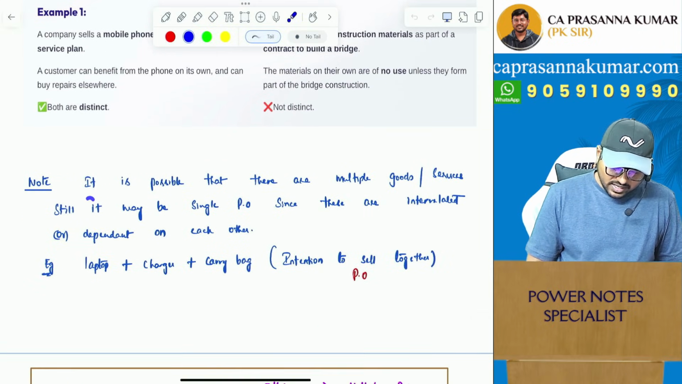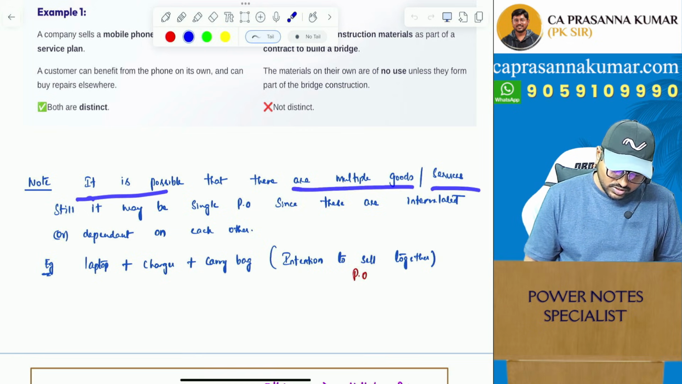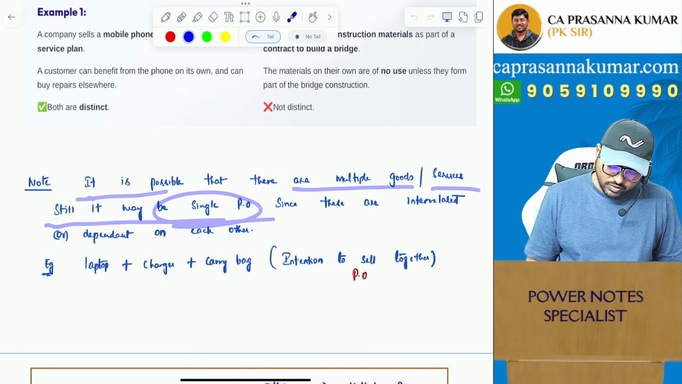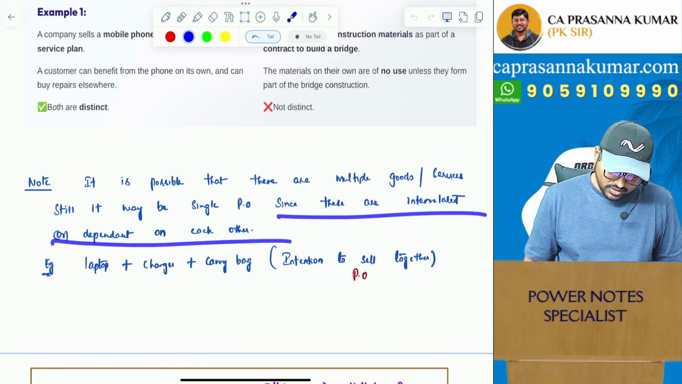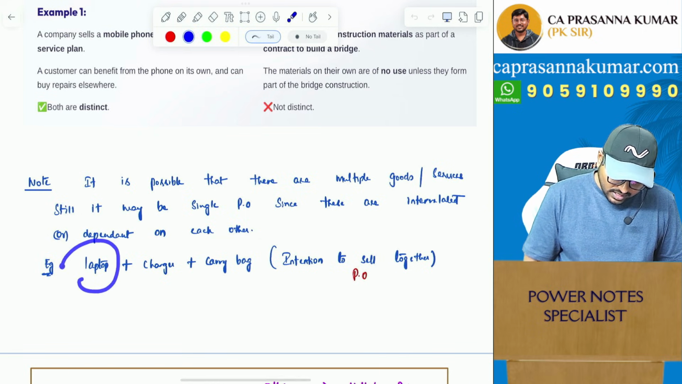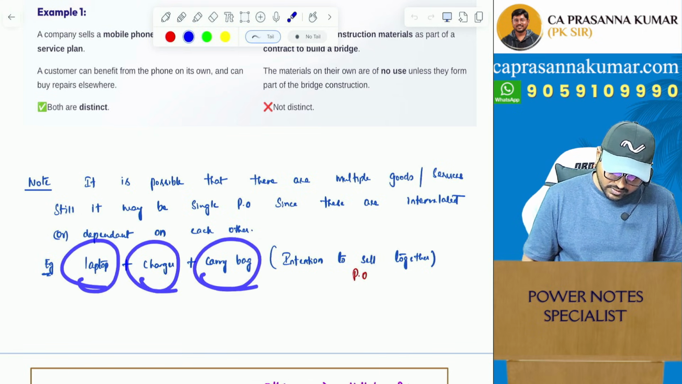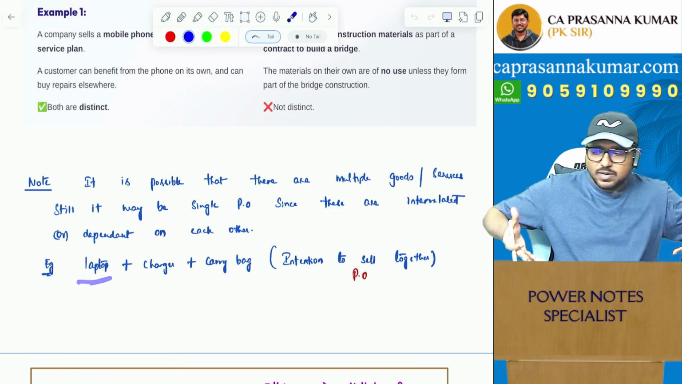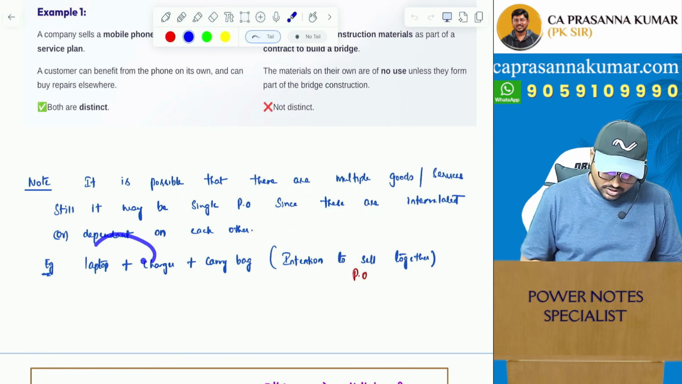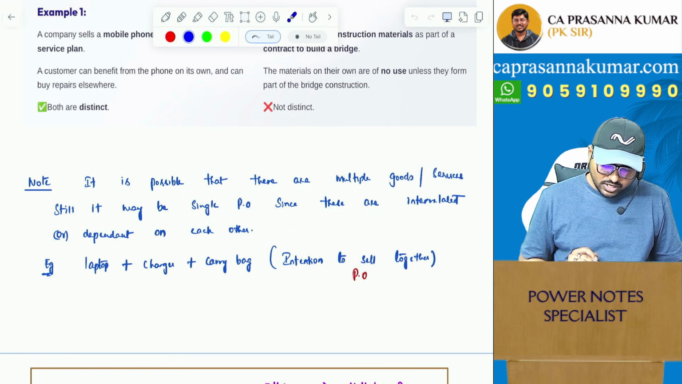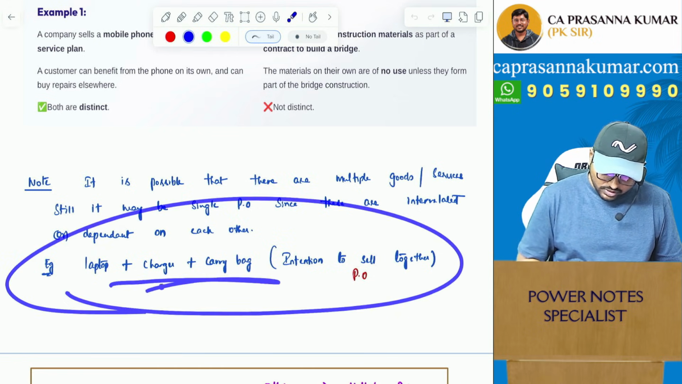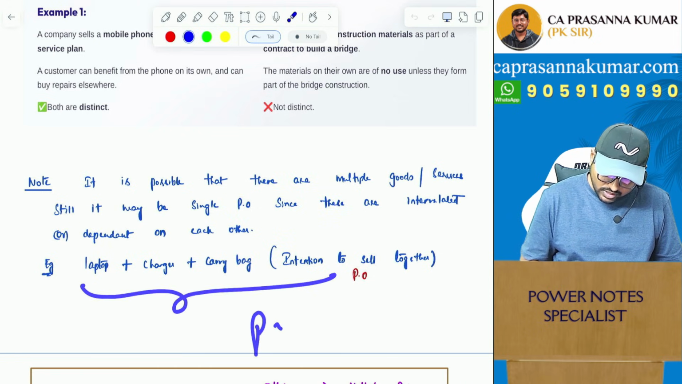this already I've explained. It is possible that there are multiple goods or services. Still, it may be considered as a single PO since these are interrelated or dependent on each other. For example, look at this. Laptop plus charger plus carry bag. You cannot carry a laptop which is heavy on its own. So it is dependent on charger. Are you able to understand? It is also dependent on carry bag. So therefore, there is an intention to sell all these together. So all these three put together, we'll call it as one PO.